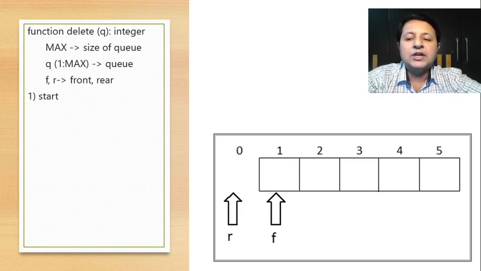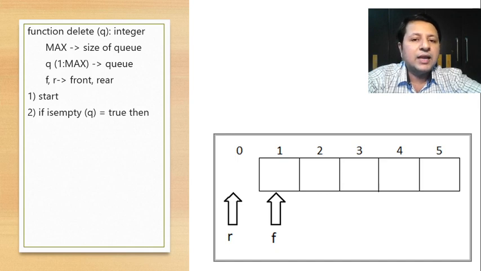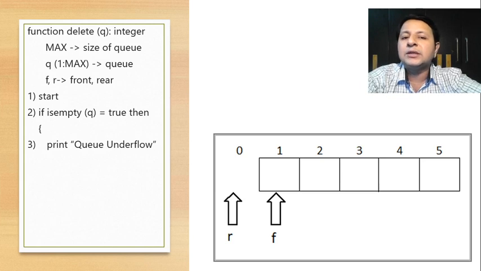Again, for delete, first we'll check whether it is empty. If the queue is empty and we are trying to delete, it is considered to be underflow. So we'll declare underflow error, queue underflow, and because we don't have anything to return, we have to return -1.